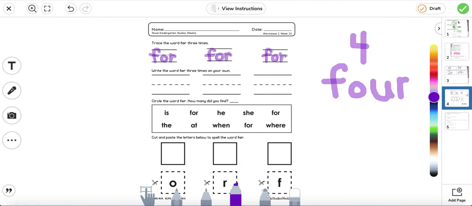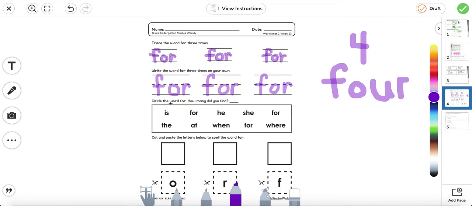Okay. Now that we traced it 3 times, we need to write the word 3 times on our own. So for begins with the letter F. It makes the F sound. And then the O and R together make the OR sound. F, OR. For. Go ahead and write it again. F-O-R. For. One more time. F-O-R. For.